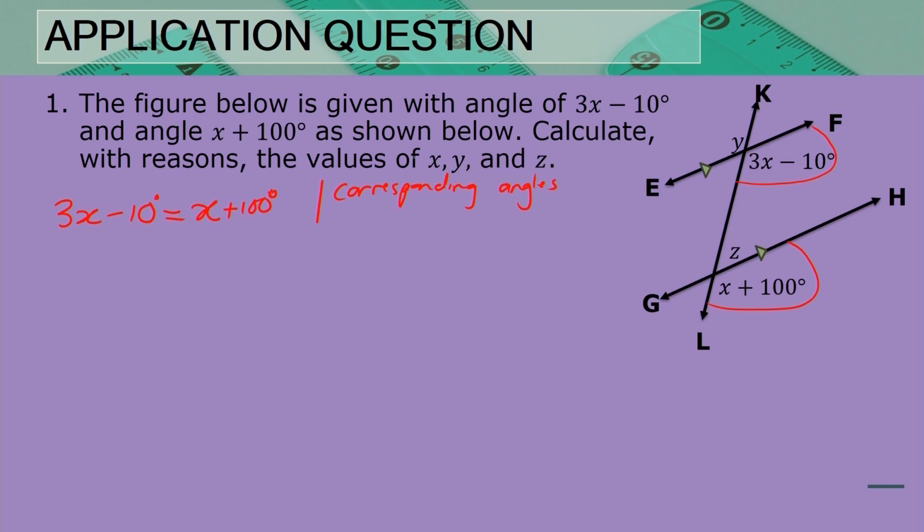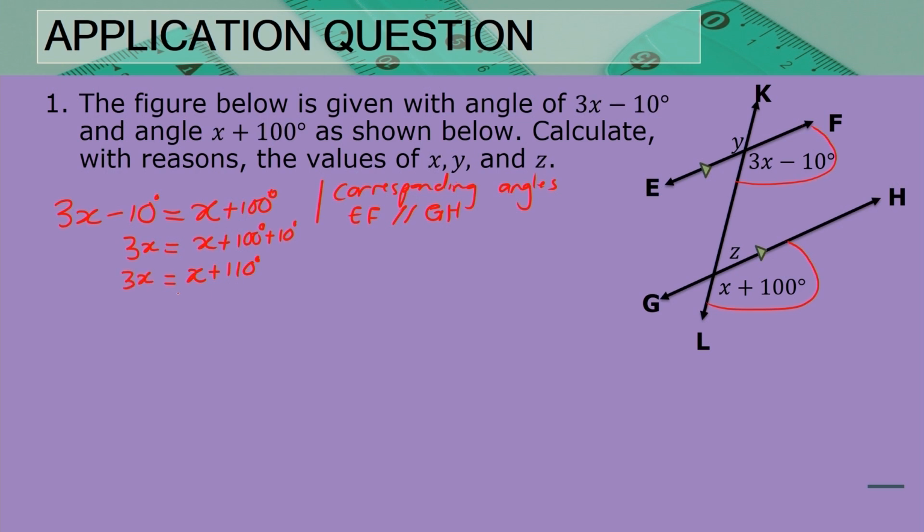Now, these corresponding angles are also equal because EF is parallel to GH. Now, we need to solve for x, and we can only achieve that by making sure that the like terms are together. And we do that using additive inverses. So we are going to use the additive inverse of that minus 10. So we are going to have x plus 100 degrees, and we are going to add that 10 degrees. And on this side, we are only left with the 3x. So that gives us x plus 110 degrees.